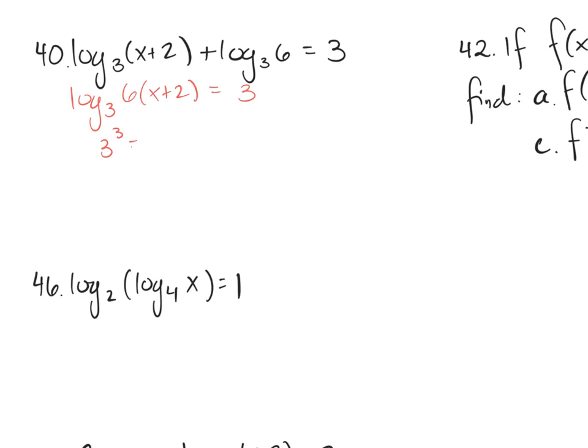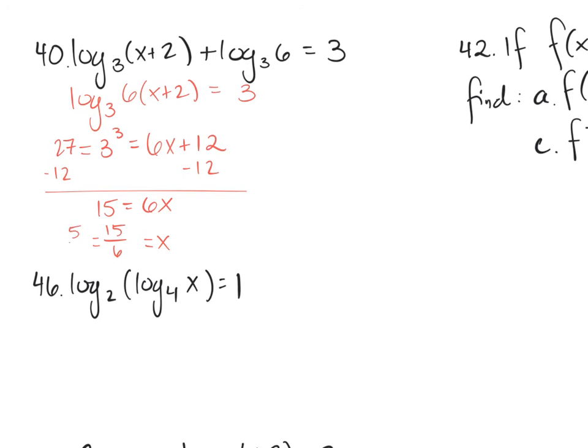So I've got 3 cubed is equal to 6 times (x plus 2), which is 6x plus 12. 3 cubed is actually just 27. I'm going to subtract 12 from each side, and I get that 15 is equal to 6x. So x is equal to 15 over 6, which is 5/2.